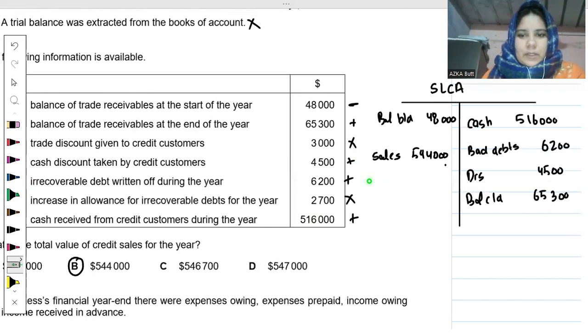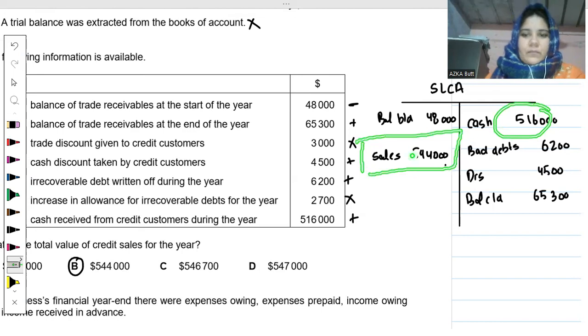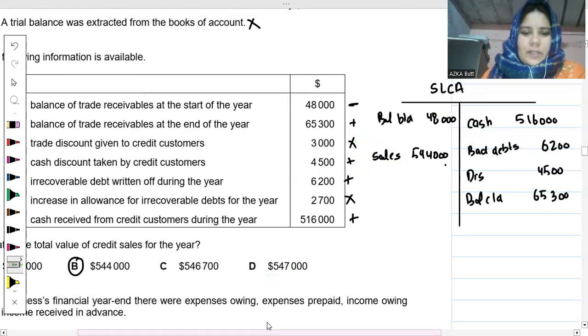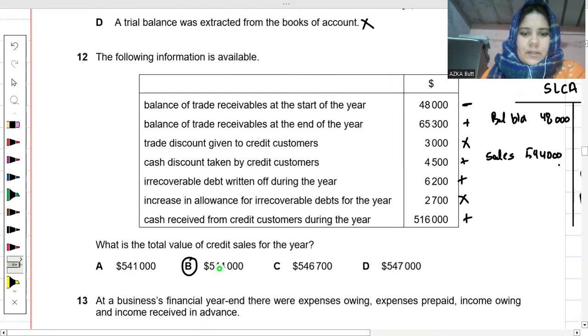Cash received from the credit customer during the year. This cash received means that it would also decrease your sales ledger control account, your customer. So that is why it would be recorded on the credit side. So we have to find this figure. Just deduct this amount from the credit side, and after that you will get the sales. This is very easy. This is the sales, which is 544,000.